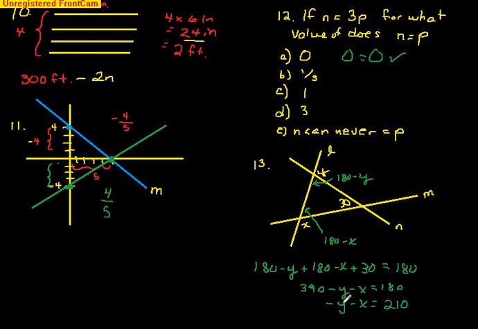All I have to do, they want us to find out what x plus y is. If I just multiply everything by -1, look what I get. I'm going to make that positive, and I would get x plus y equals 210, and that's one of our answers.